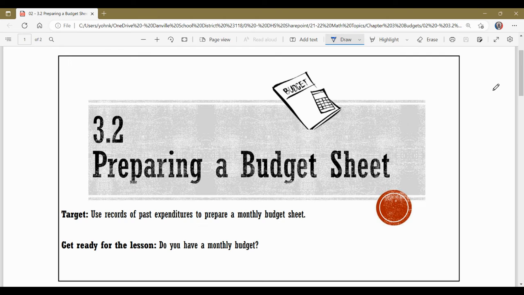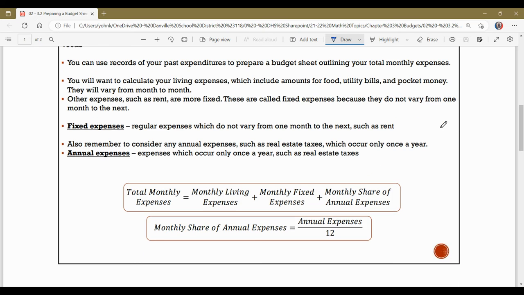The question is, do you have a monthly budget? Most kids your age don't. They get whatever money they can from wherever they can and they spend it on whatever they want, but they don't necessarily think about saving or only spending a certain amount of money every month on this or that. So it's important to start thinking about a budget.